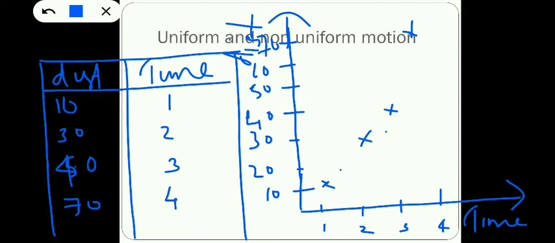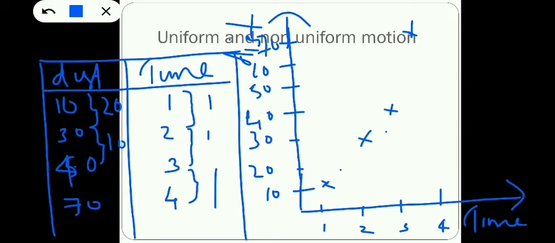Now look at this example. Here I have represented some data in this table, and what type of motion is represented by this data? See here, the time interval is same. This is 1 second, this is 1 second, this is 1 second, right? What about the distance travel? So for this first time interval of 1 second, the distance traveled is 10 to 30. That means the distance traveled is 20 meter. And for the next time interval, the distance traveled is 10 meter, 30 to 40.